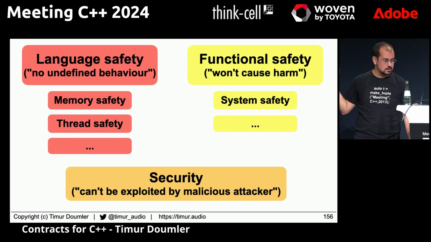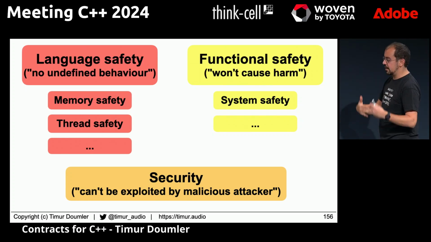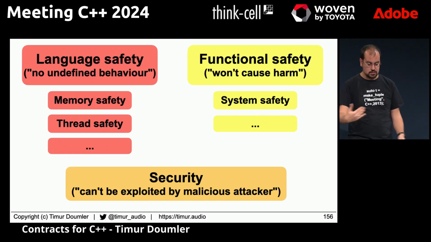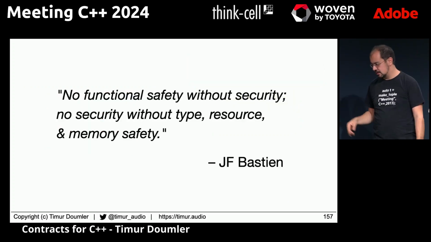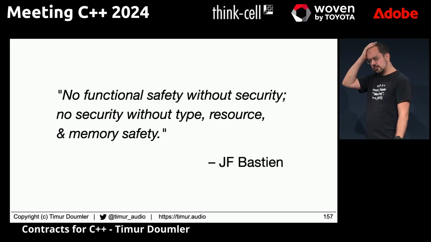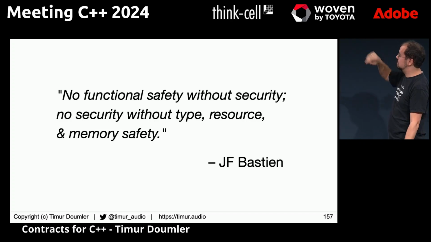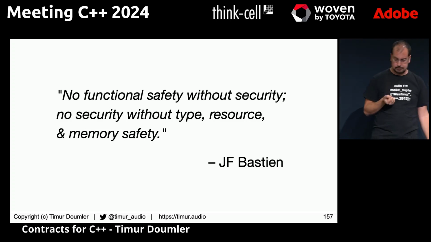And the third thing here is security, which is yet something different, which is can't be exploited by a conscious, malicious attacker that wants to break your product. This is something that J.F. Bastien said in his talk about safety. I believe it was C++ Now 2022. A bunch of people have done talks about this, but this is a good quote: no functional safety without security, and no security without type, resource, and memory safety.